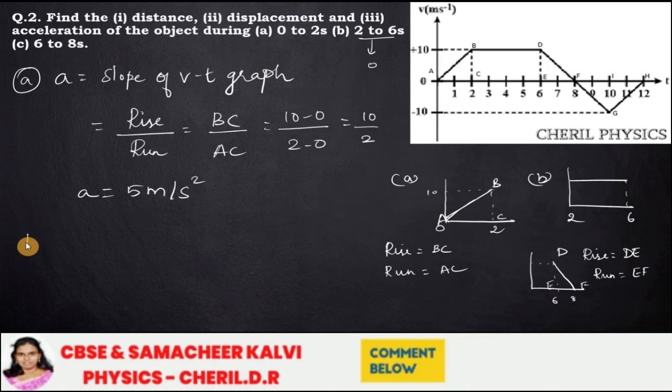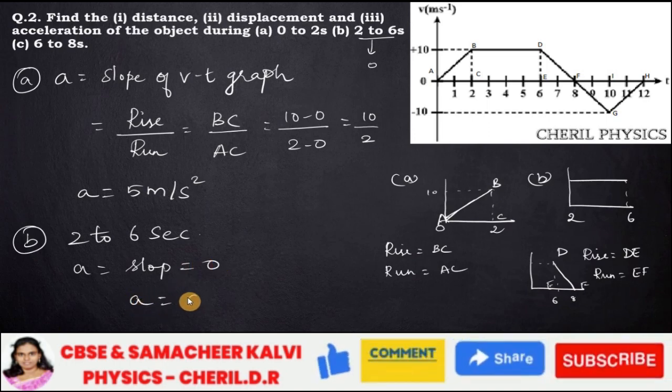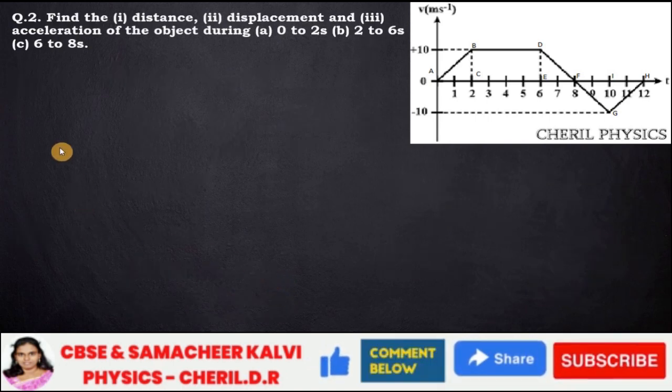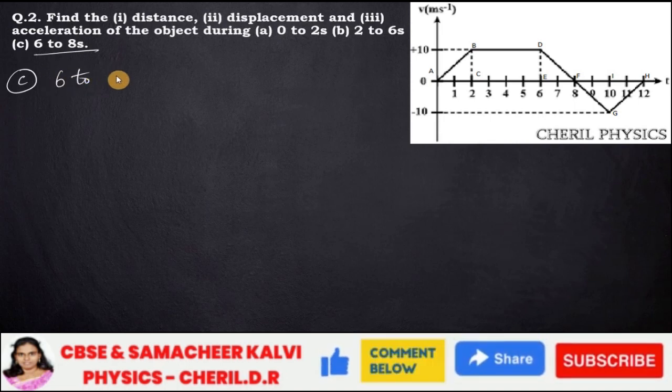Next one. For B, it is 2 to 6 seconds. For 2 to 6 seconds, what can you say about the acceleration, which is the slope? It is nothing but 0. So acceleration is 0 meter per second square. Next we'll do the C option, which is for 6 to 8 seconds. For 6 to 8 seconds, you have the graph like this.